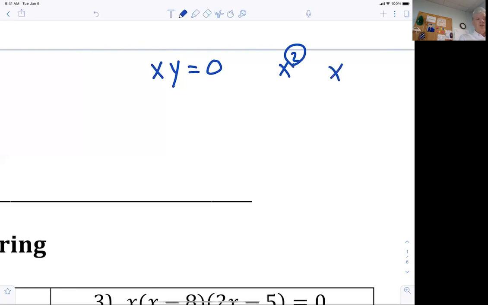If I say x cubed, there are how many solutions? If I say x to the 4th, there are 4 solutions. That is correct. All right, so now let's get to the process. The process, again, is very simple.